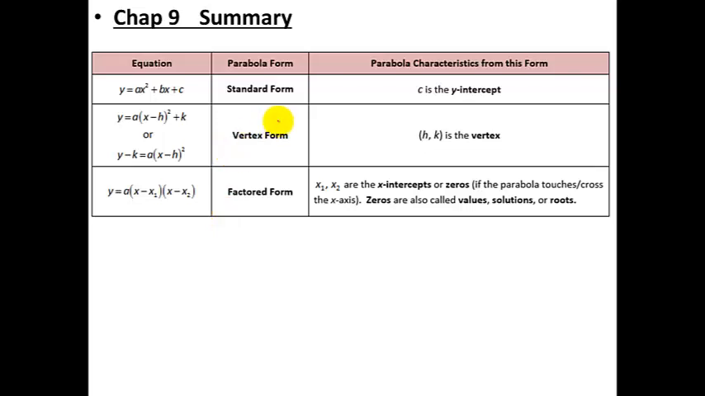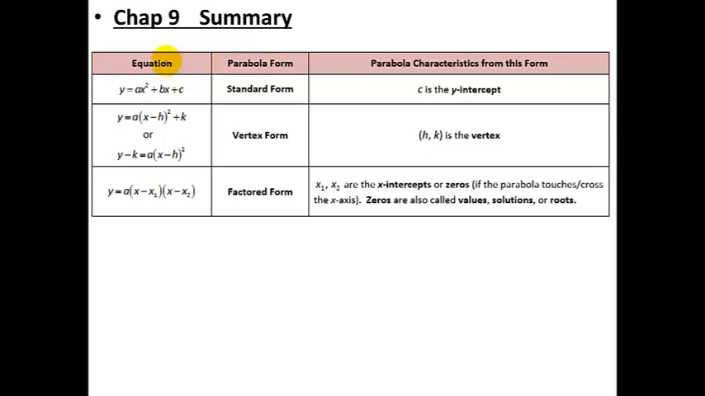Alright, we finally made it to the Chapter 9 summary, last video of this section. We've first got a table that I copy and pasted from the internet that nicely summarizes everything that we've learned about parabolas. This is also similar to the review sheet that you should have in your notes already that we did in class a couple weeks ago.